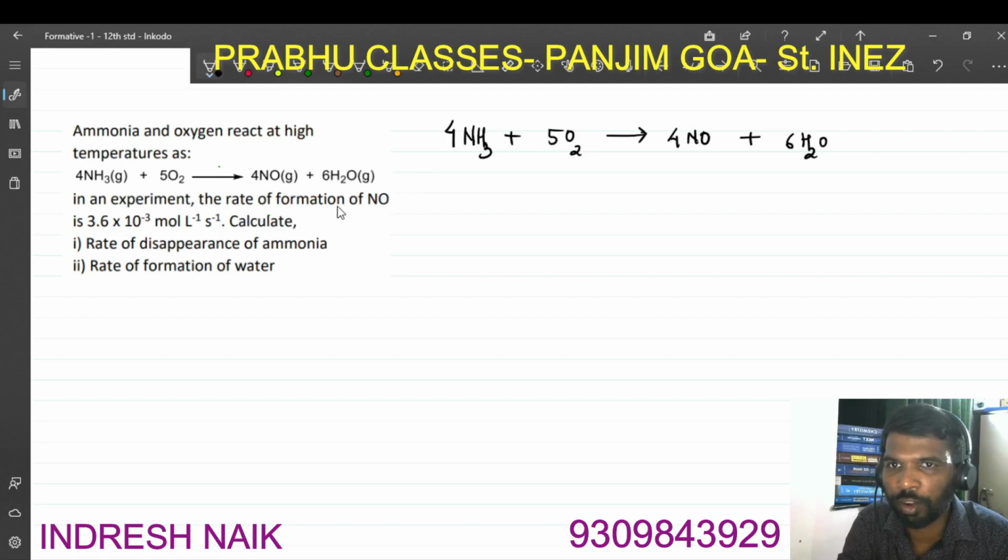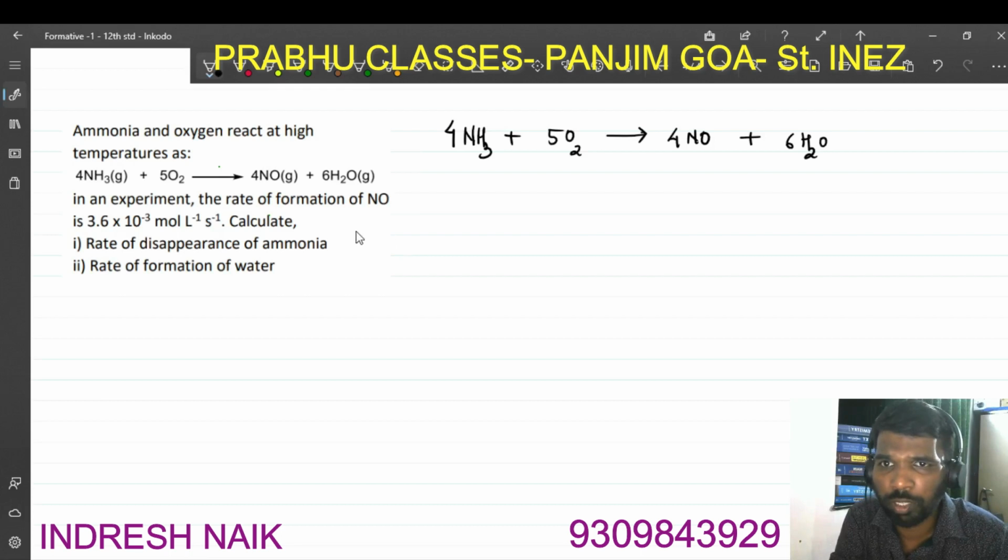In an experiment, the rate of formation of NO is 3.6 into 10 raised to minus 3 moles per liter per second. Calculate the rate of disappearance of ammonia and the rate of formation of water. So first I'll define all the terms. First we'll write a rate equation. How are you going to write a rate equation? You can give it a try. You can pause this video for some time and try how you will write a rate equation. Then you can check.